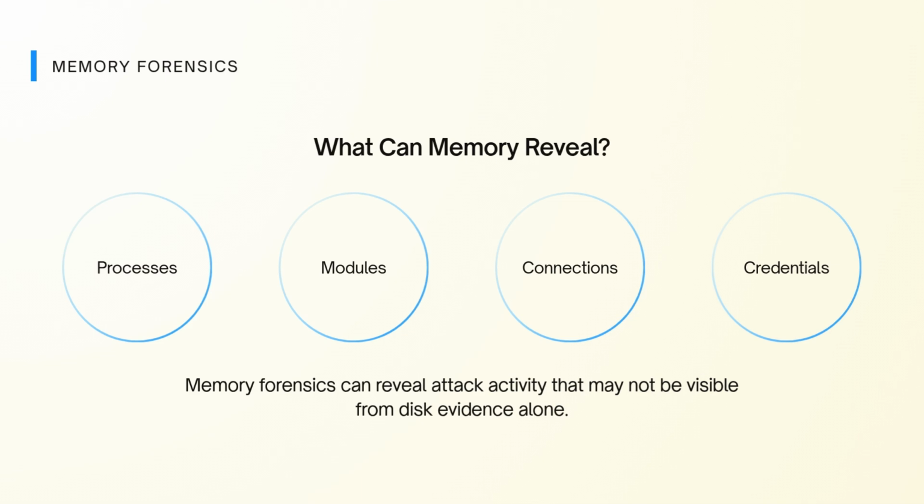So, what can memory actually reveal? Four big things, which are processes, modules, connections, and credentials. This matters because memory forensics can expose attack activity that wouldn't show up on disk evidence alone, which makes it critical for catching stealthy advanced attacks.